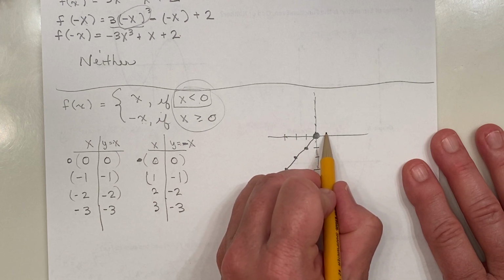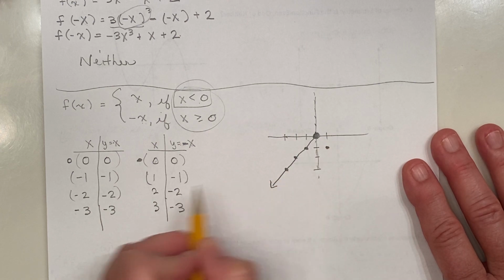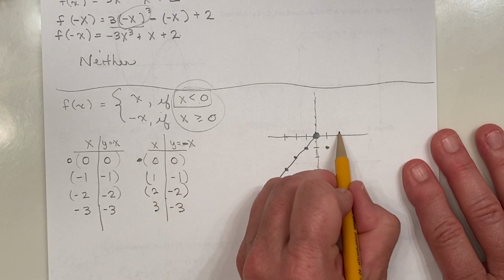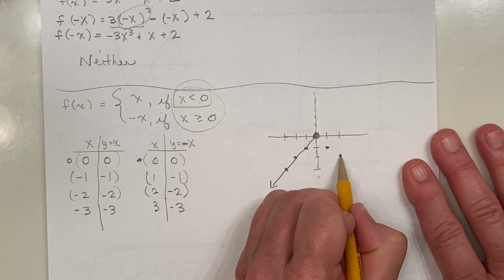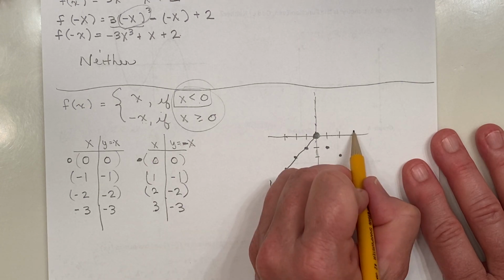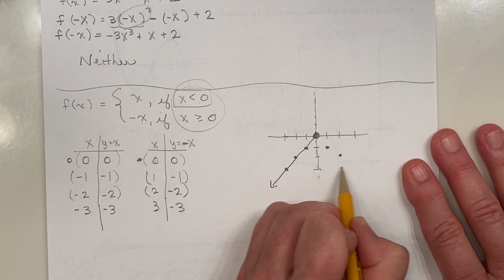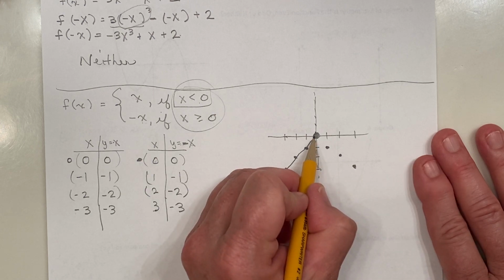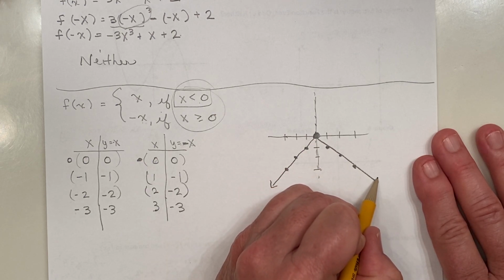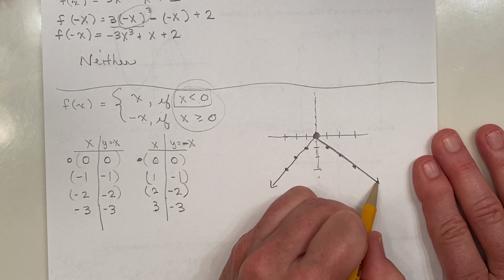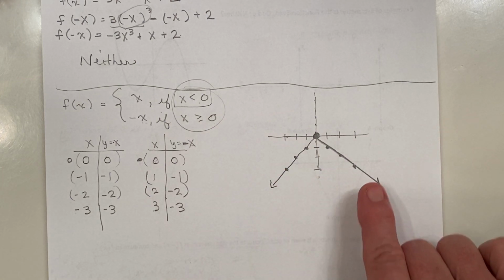1, negative 1, so here's 1, negative 1. Positive 2 is over here, and then negative 2 would be down here. Positive 3, which would be about right here. Negative 3, which would be about right here. I have enough points to understand that that's a linear function. I'd connect them, draw a little bit further with an arrow.